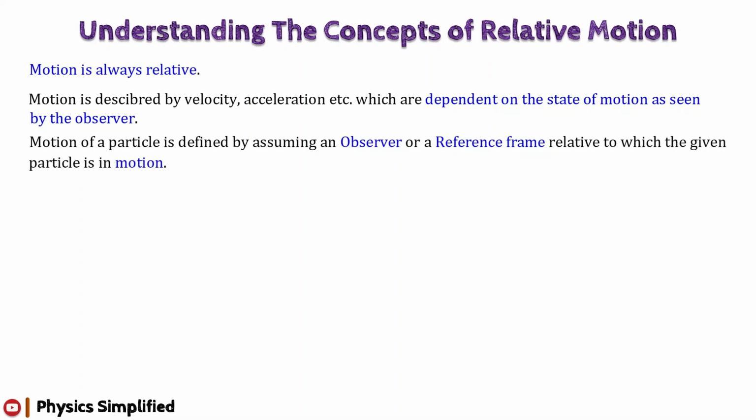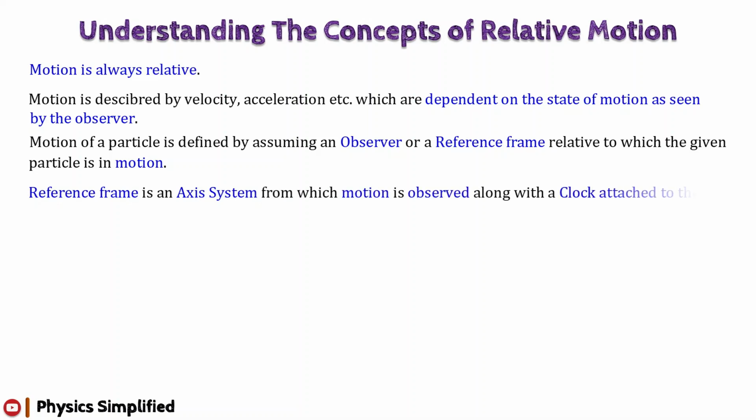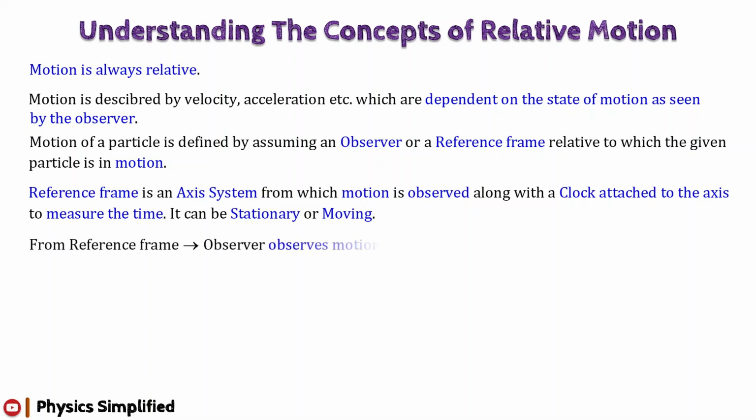Thus, to understand relative motion, we need to know the concept of a reference frame. Reference frame is an axis system, from which the motion is observed along with a clock, attached to the axis to measure time. Reference frame can be stationary or moving. In simple words, a reference frame is a platform, or a physical object, to which our coordinate system is attached, and from where the observer observes motions, and takes measurements relative to it.